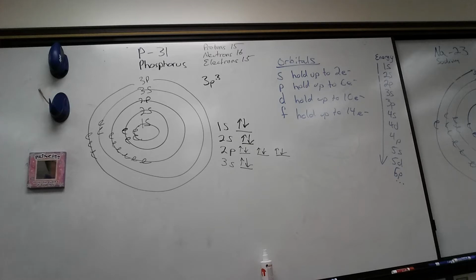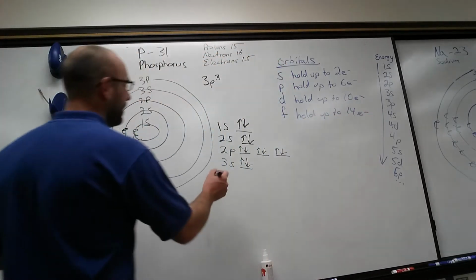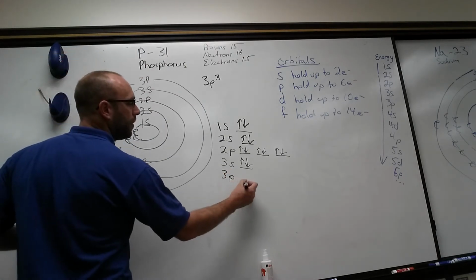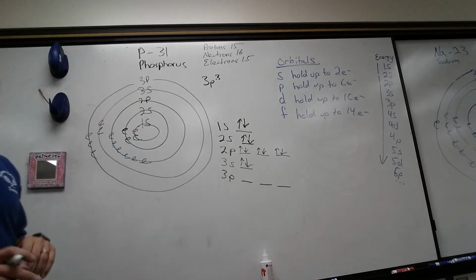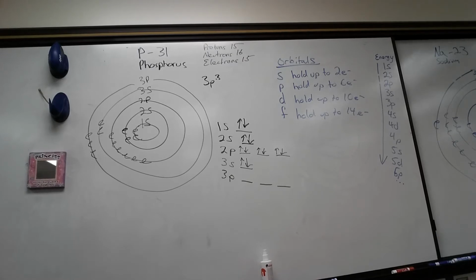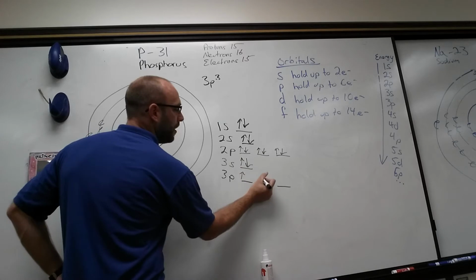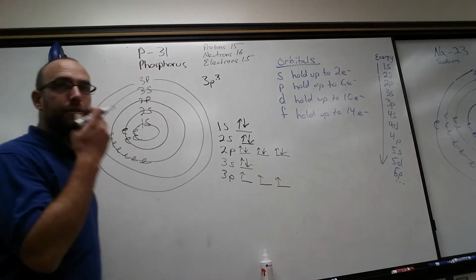And after 3s is what? 3p. And that can hold up to 6. Now, how many electrons do I need to put there? 3, right? Because I'm trying to get to 15. I'm already at 12. Where do those electrons go, Brittany? Like an up arrow on the first line and a down arrow? Nope. What did I say over there? All up. So I do up, up, up. I get no down arrows.